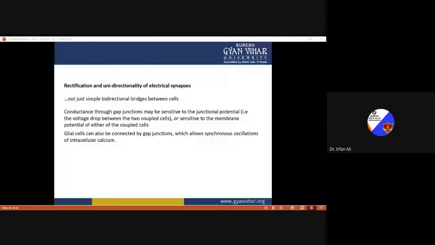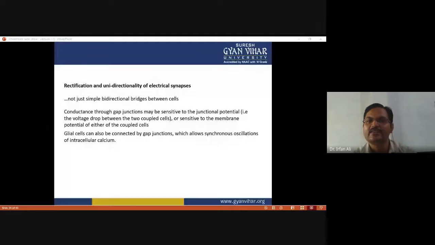So, if we talk about the rectification and unidirectionality of electrical synapses, it is not just a simple bidirectional bridge between the cells. Conductance through the gap junction may be sensitive to the junctional potential, that is the voltage drop between the two coupled cells, or sensitive to the membrane potential of either of the coupled cells. And glial cells can also be connected by gap junctions, and these glial cells allow synchronous oscillation of intracellular calcium.